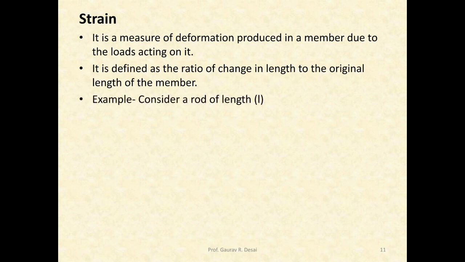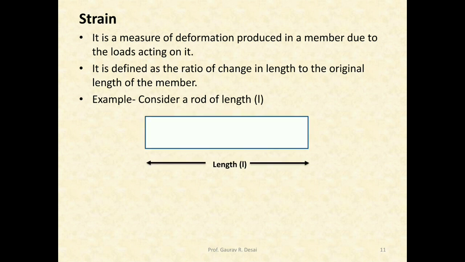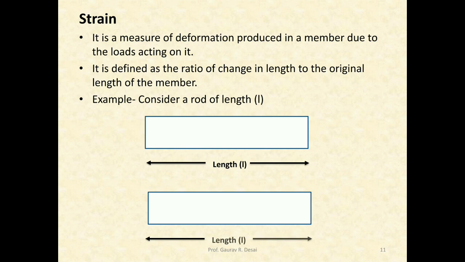For example, consider a rod of length L. Whenever a load P is applied on both the sides, there will be strain induced, and because of that there will be a change in dimensions. This is shown by dotted lines, and this change in length or deformation is defined as delta L. The original length of the bar was small l, and after the tensile load was applied, there was an increase in the dimensions of the bar, denoted by the dotted line and dimension delta L.